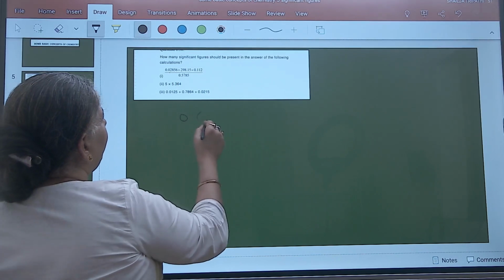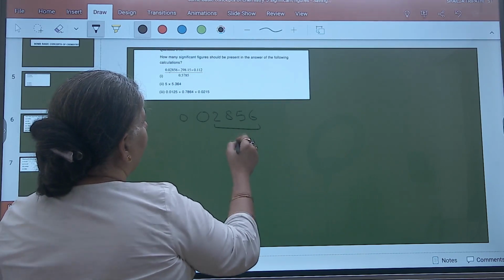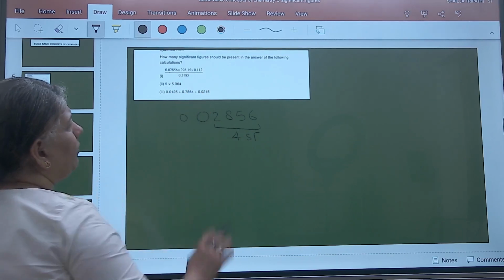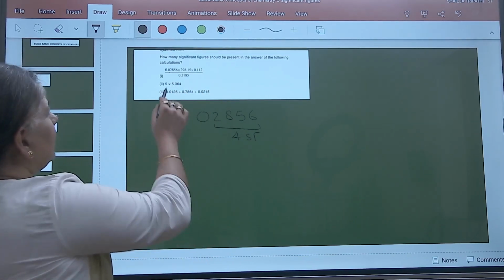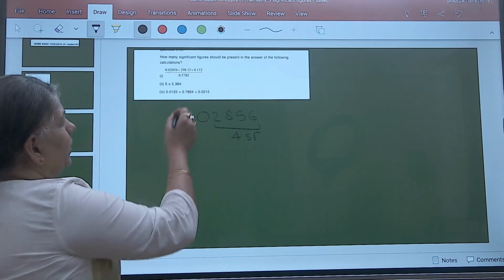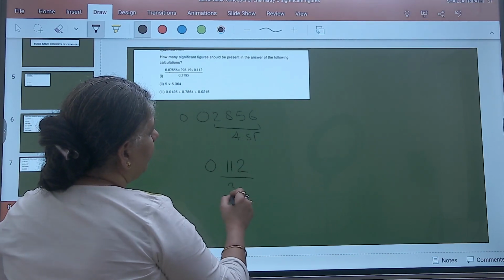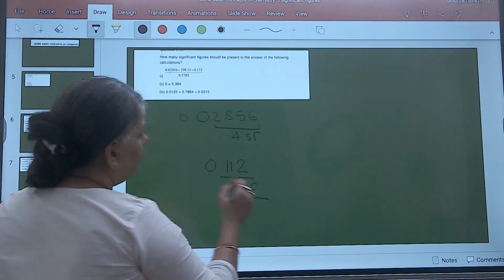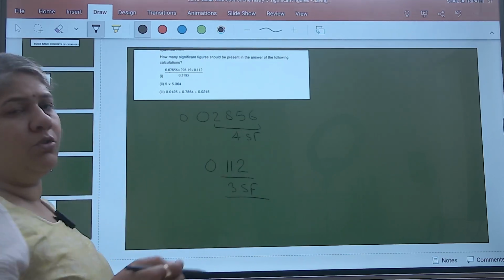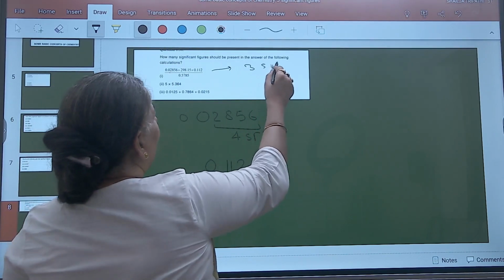0.02856 has 4 significant figures. Again, 298.15 has 5 significant figures. Here 0.5785 has 4 significant figures. So the least among them is 0.112, which has 3 significant figures. So the answer will also have 3 significant figures. It is just asking how many significant figures the answer should have. So here it should have 3 significant figures.